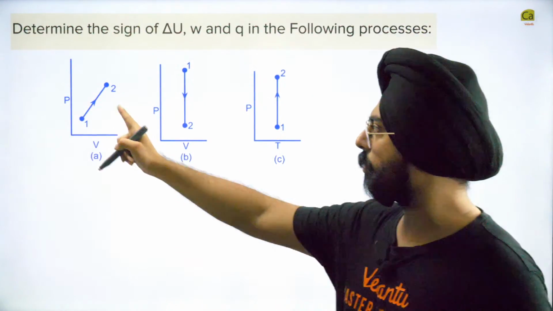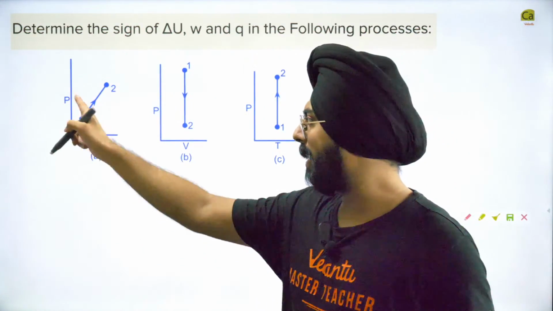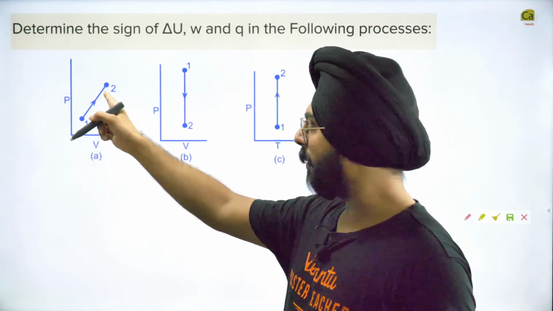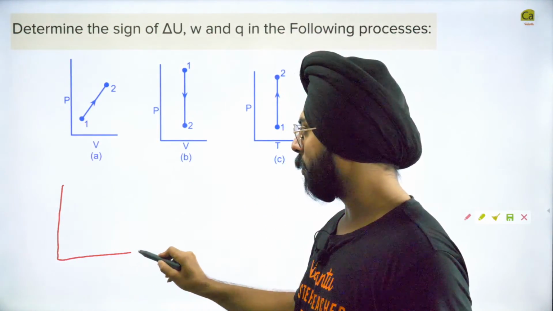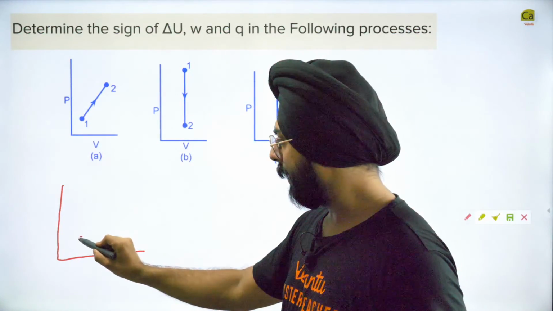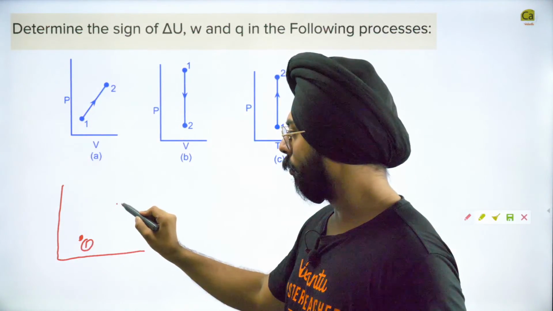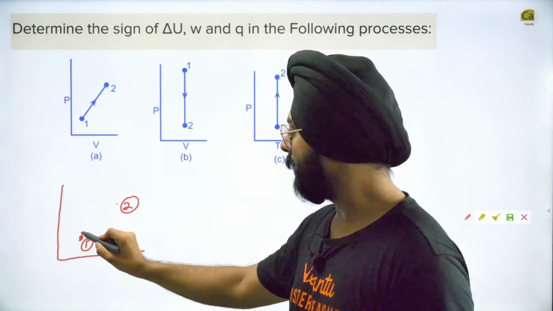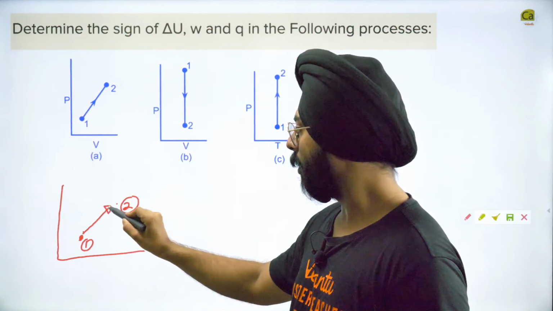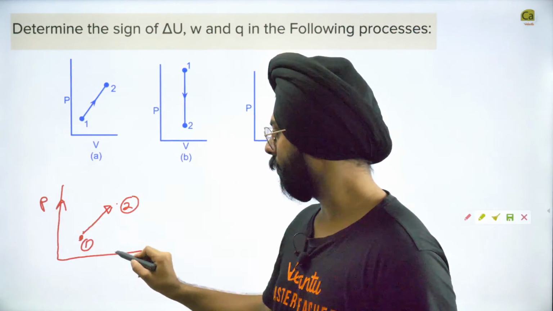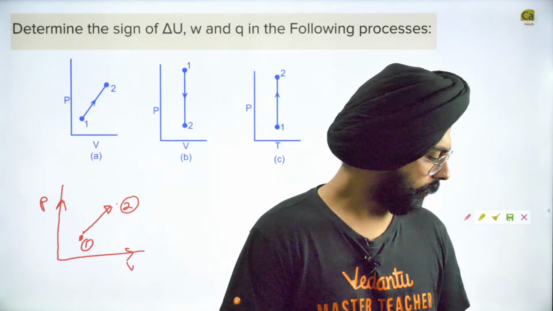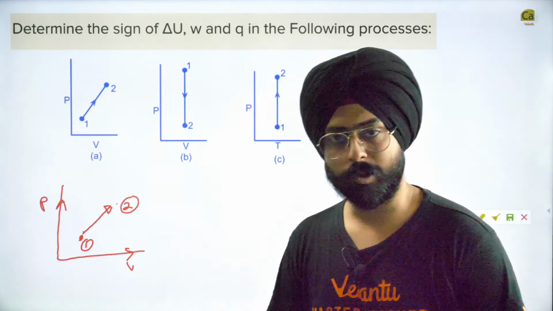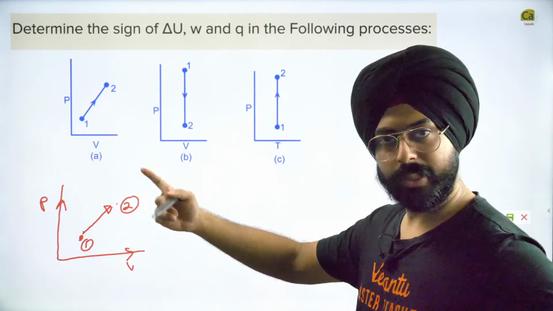So first of all, let's look at process number 1. What have been given to us are PV graphs. PV curves दे रखे हैं यहाँ पे. So what's happening in this curve, my dear friends? ये जो curve अपने पास बनाया, I'll make it once again over here. In this graph, when I go from 1 to 2, my pressure is increasing, my volume is also increasing. Do you understand? The pressure is increasing, the volume is increasing.